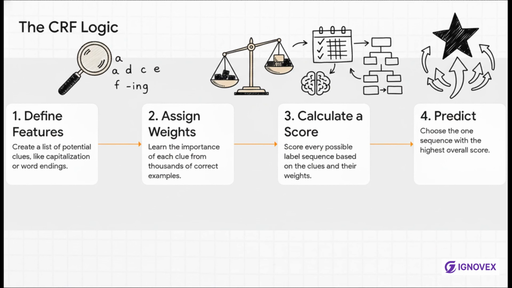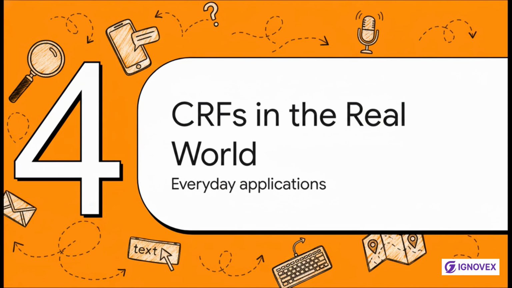And the detective's process here is super logical. Step 1, it makes a big list of all the potential clues it can look for. Things like capitalization or maybe words that end in ing, you get the idea. Step 2, it learns how important each clue is by looking at thousands and thousands of examples that have already been labeled correctly. Then step 3, for a brand new sentence, it calculates a score for every single possible label sequence based on those clues and how important they are. And finally, step 4, it just picks the one sequence that gets the highest score. That's its prediction.